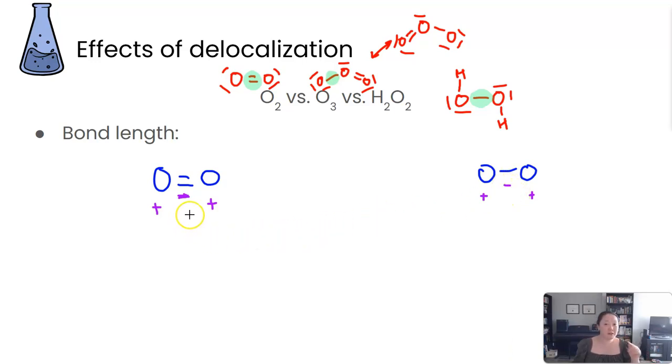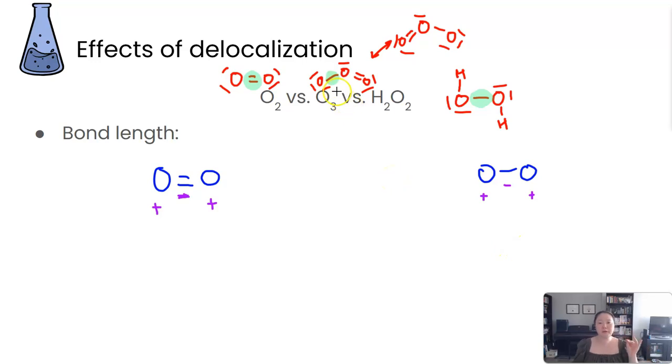However, when you have that double bond, you have more electrons between them. And so because there are more electrons between these oxygens, these electrons attract each of those nuclei harder. And so because there is more attraction from that double bond, that's why the bond length for your oxygen-oxygen double bond is shorter than the bond length for your oxygen-oxygen single bond.